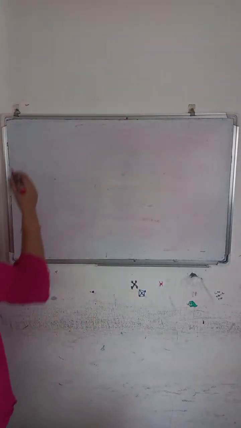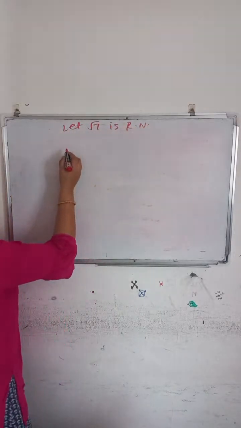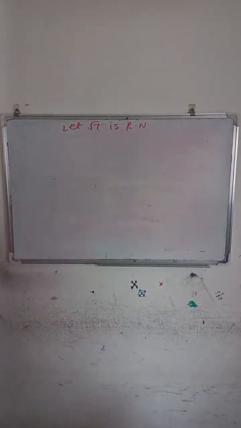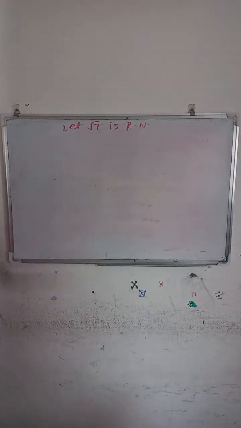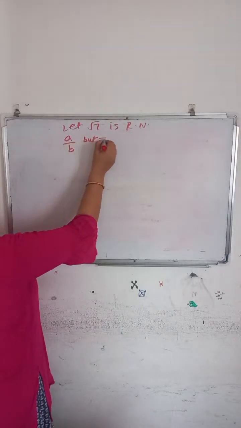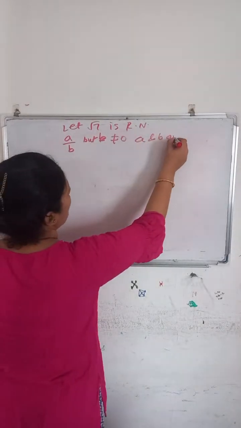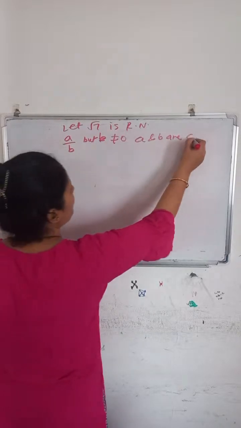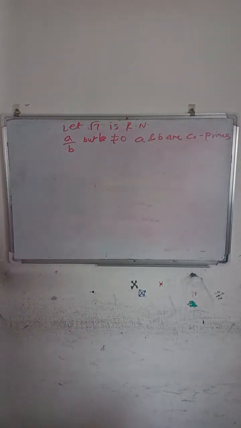So first assume that root 7 is a rational number. This rational number we express in terms of p by q or a by b, with co-prime numbers. So we can write a by b, but b is not equal to 0, and here a and b are co-primes. These two statements are very important. For writing these statements you will get the half mark.